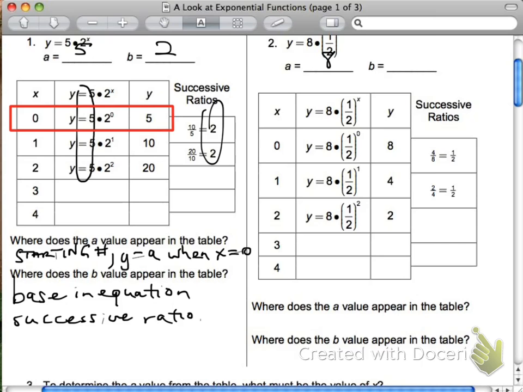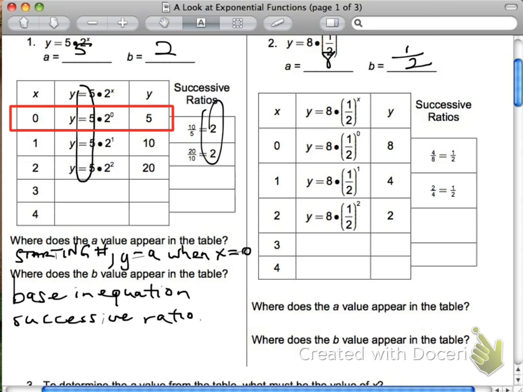8. What is the b value? 1/2. Okay? Same thing we did in the last table. If I plug in 0 here, 1/2 to the 0 power is 1. 8 times 1 is 8. 1/2 to the 1 power is the base itself, so it's 1/2. 8 times 1/2 is 4. 8 times 1/2 is like dividing by 2. Okay? If there's ever a 1 on top, just divide by the bottom number.